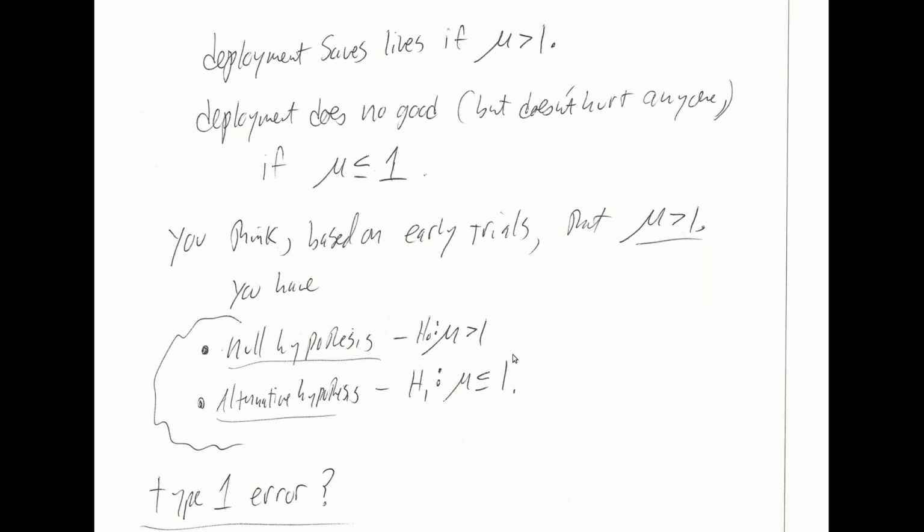and that's our null hypothesis. The null hypothesis states that mu is greater than 1. The alternative hypothesis then would be that mu is less than or equal to 1. This is a one-sided alternative hypothesis, and really a one-sided null hypothesis as well in some sense.